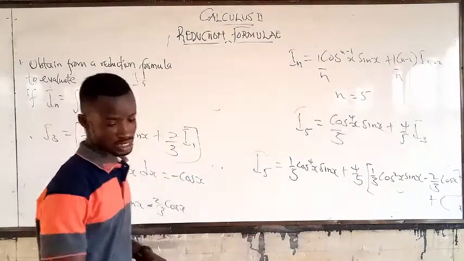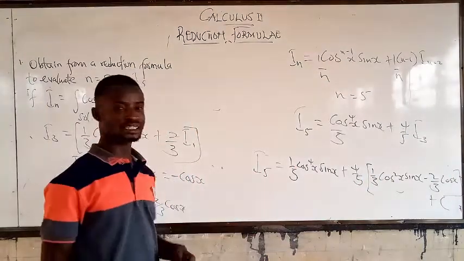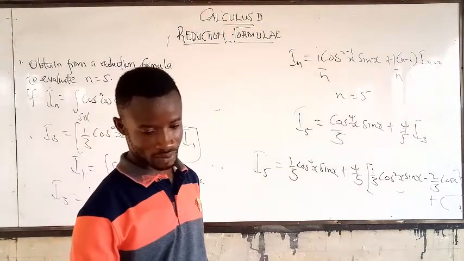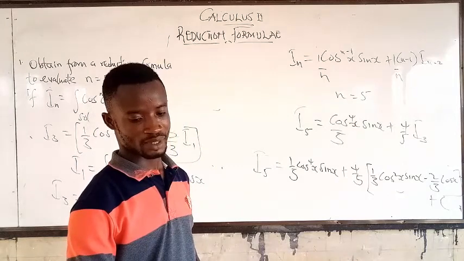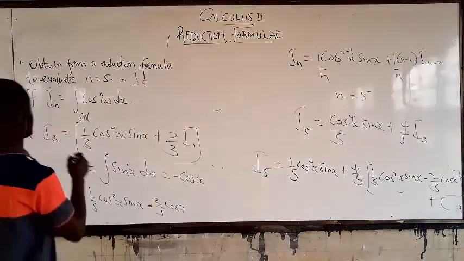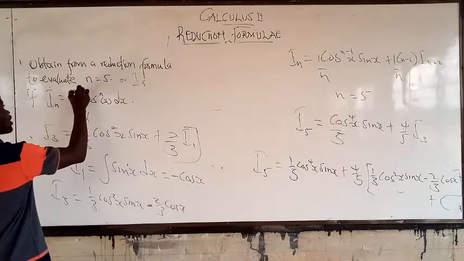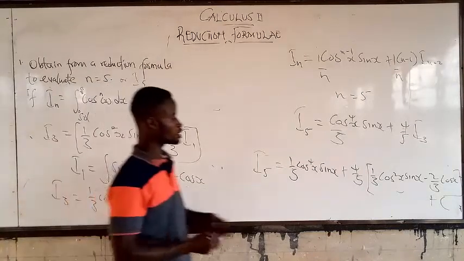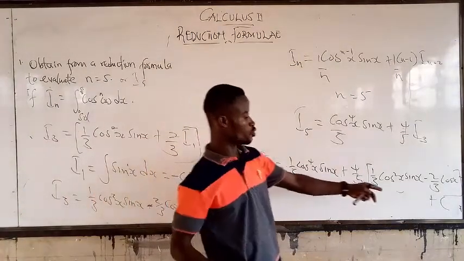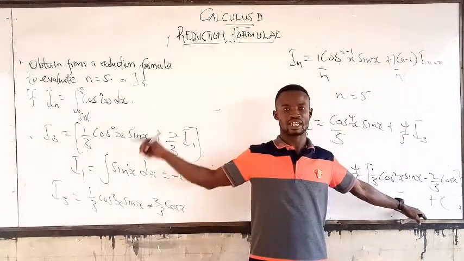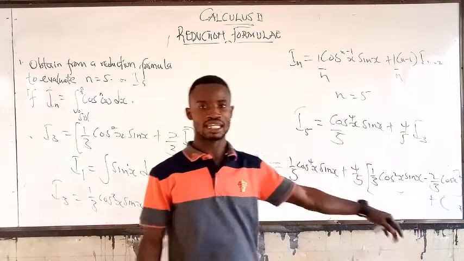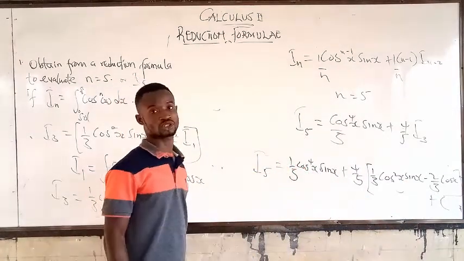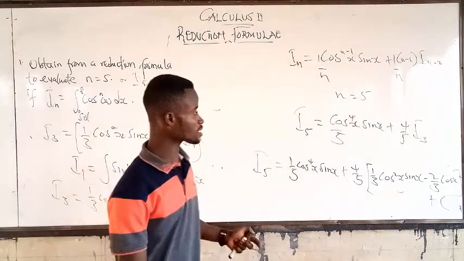And with this, after getting the I5 completely, an interval can be given to you also. There are some cases that you can get an interval of 0 to pi on 2. So when you get to this side, then you won't add the plus c since it's definite. Then you bring your upper bound and the lower bound, or the limits, to do the substitution. You know of this already. So that is how we do it.